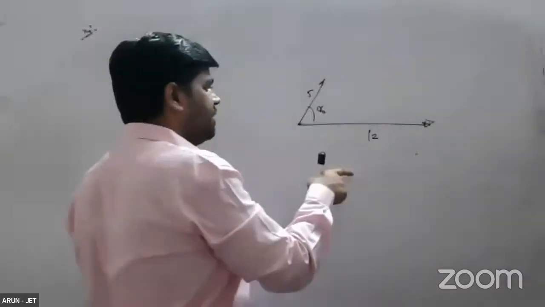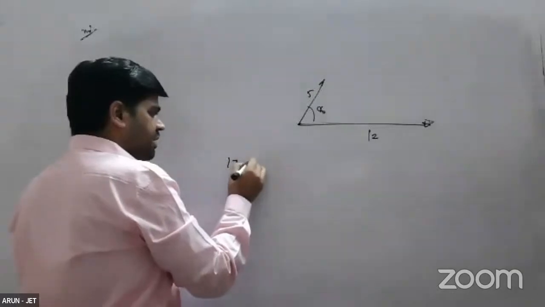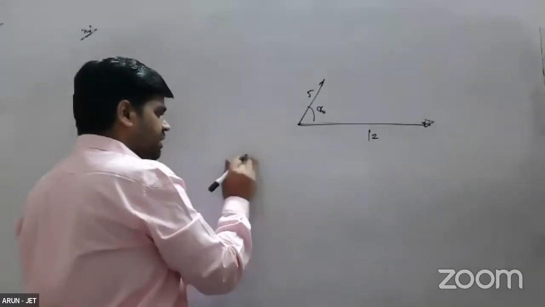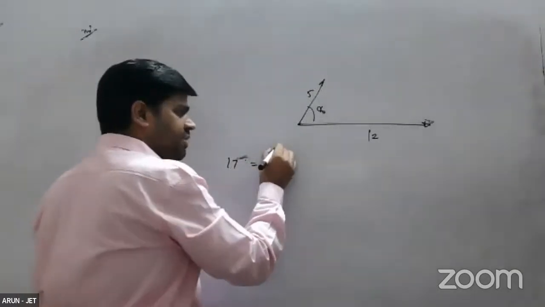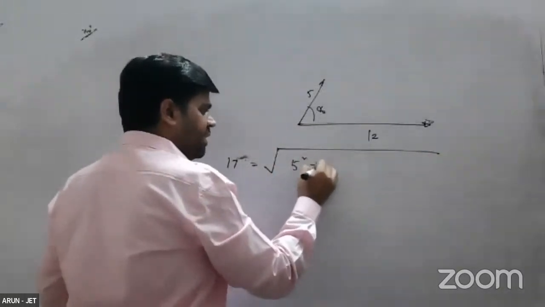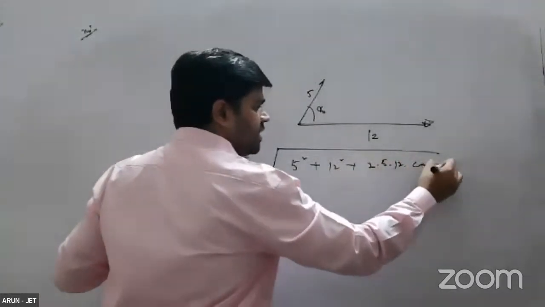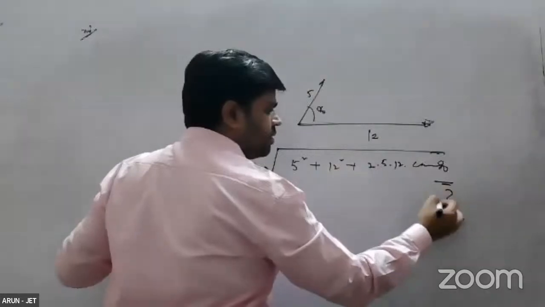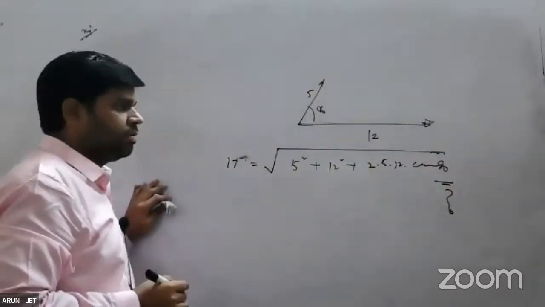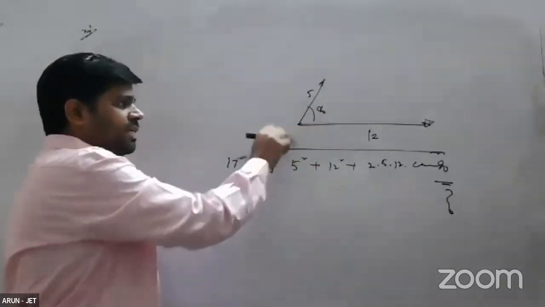See, 12 plus 5 is 17, so you are getting the maximum. I can do it this way: 17 square is equal to 5 square plus 12 square plus 2 into 5 into 12 cos theta, and I'll find theta from here. This is one way of doing it. Or I know 5 plus 12.